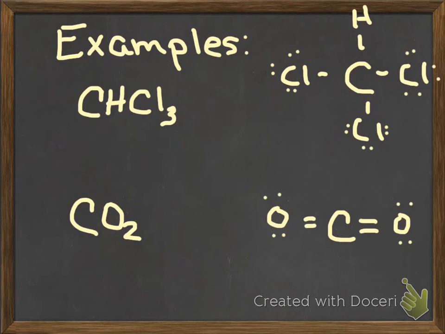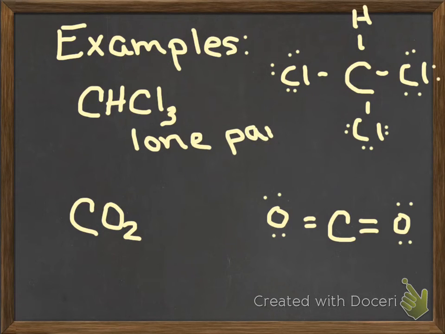So let's look at some examples. If we have the Lewis dot structure for CHCl3, it's going to look like this. Carbon attached to 3 chlorines and a hydrogen. The first thing you have to ask is, is there a lone pair of electrons on the central atom?